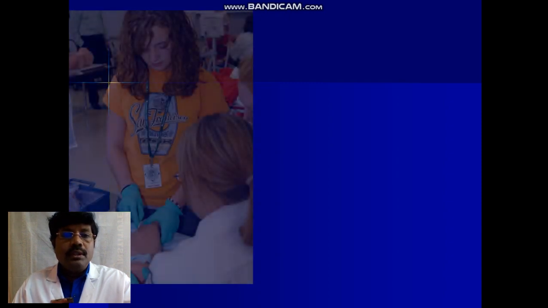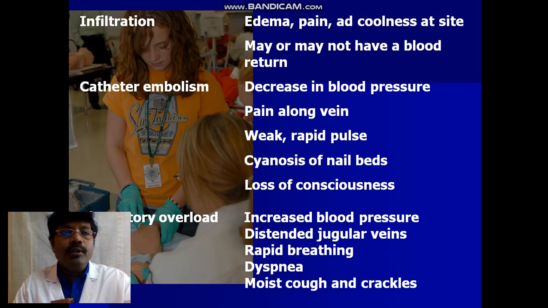This shows some other complications too. Local infiltration is common. Once the tip of the needle is out of the vein, that automatically shows some local infiltration, with signs and symptoms of edema, pain, and coolness at the site. There may or may not be blood return in the IV tubing.